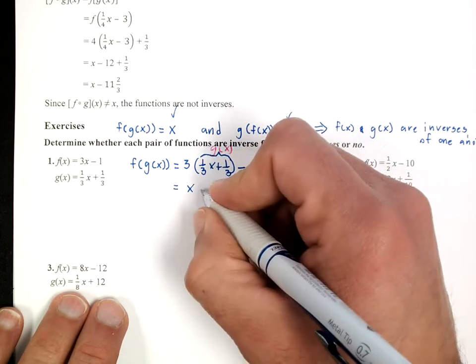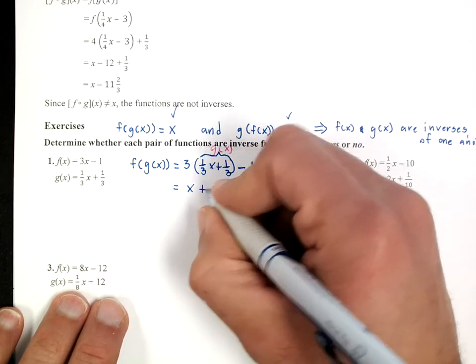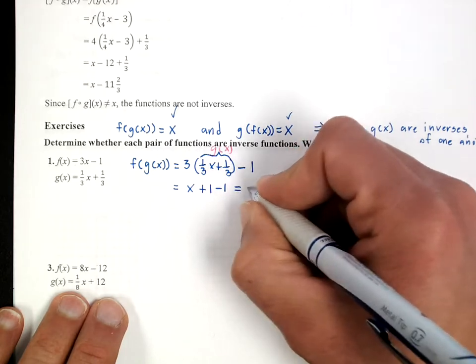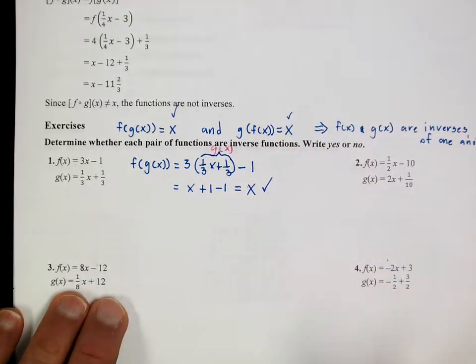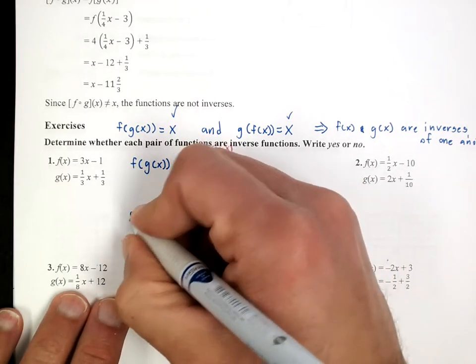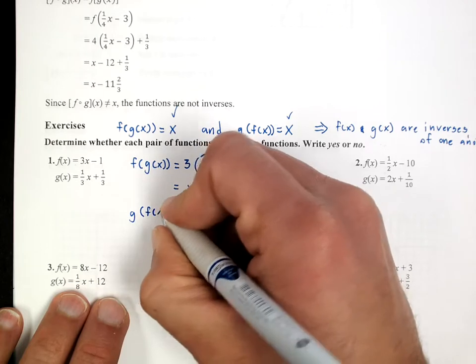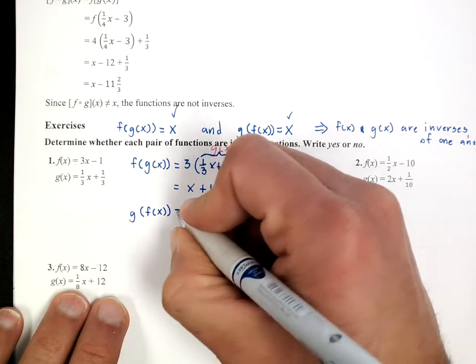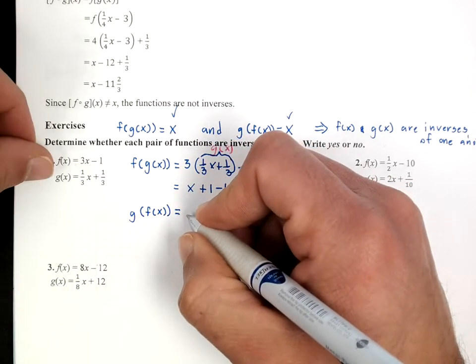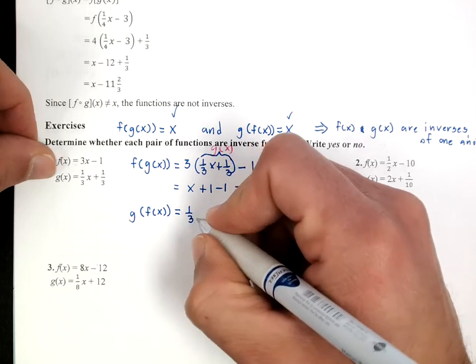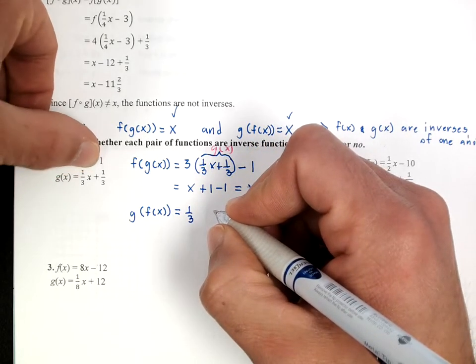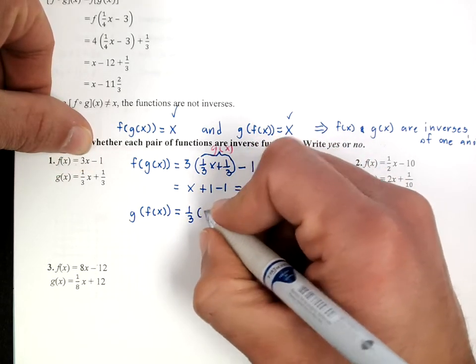3 times 1/3 is x. 3 times 1/3 is 1, minus 1. So that's equal to x. So that checks out. Now, because you did that, you have to do it to the other side. It has to also work on g of f of x, right? So g of f of x, what are we going to have? Remember, g of x is 1/3 x plus 1/3. But instead of x, we're going to plug in 3x minus 1.